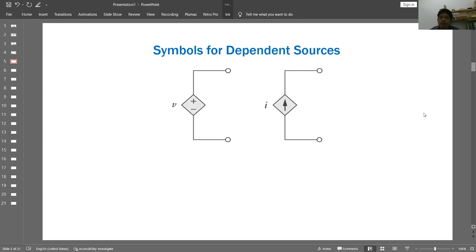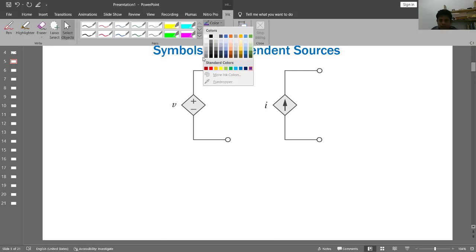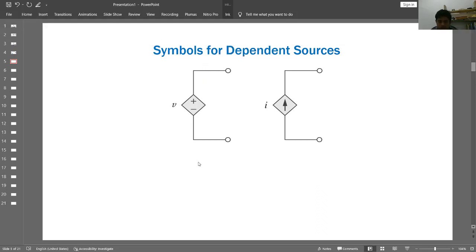Okay, symbols for dependent sources. So we have here two symbols of dependent sources. As its name says, those sources depend on other sources that are in the circuit. We will be studying these sources in more detail, along with some more advanced topics. So let me name this one A, and this one B.